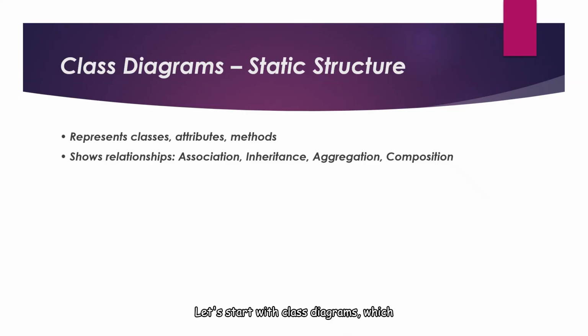Let's start with class diagrams, which are perhaps the most widely used in object-oriented programming. Class diagrams depict the static structure of our system. They show the classes we will use, their attributes and methods, and how they relate to one another. Common relationships include association, where one class references another; inheritance, where a subclass extends a parent; aggregation, where one class logically contains another; and composition, where the relationship is tighter and more lifecycle bound. Think of a class diagram as a snapshot of your system's data model.